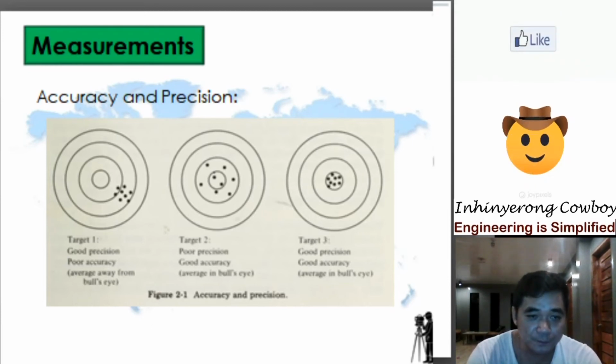For target 2, he almost hit the target, so he has good accuracy but poor precision, because if you observe, there is a gap between his hits. Okay, so for number 3, this is a figure of good precision and good accuracy. Okay, so the average is on the bullseye. So meaning he hits the target.